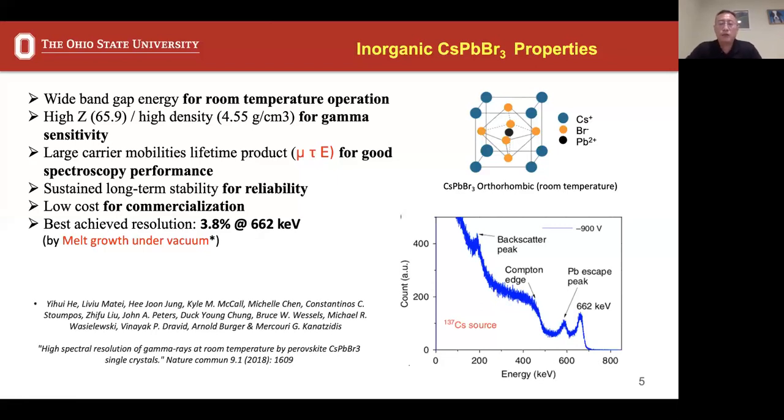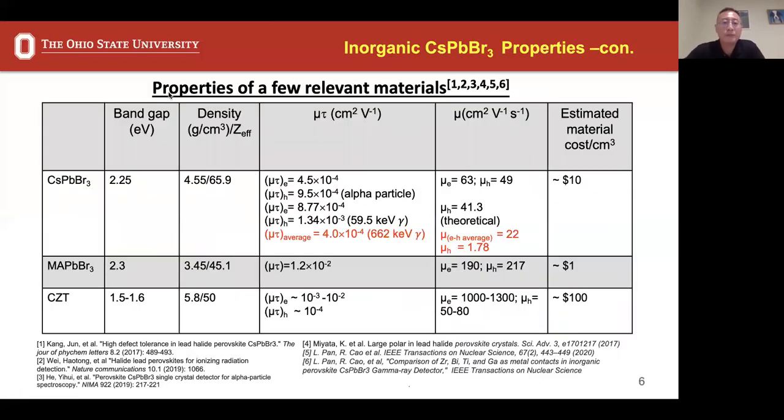But what we're going to talk about today is different from Dr. Kanatzidis' research, because we're not growing from the melt. The detector here is provided by Dr. Jinsong Huang's group at the University of North Carolina at Chapel Hill, by solution growth. Solution growth can give you much lower cost of materials. And now we're trying to produce a device with good gamma spectroscopy performance. So now we look at a few relevant materials.